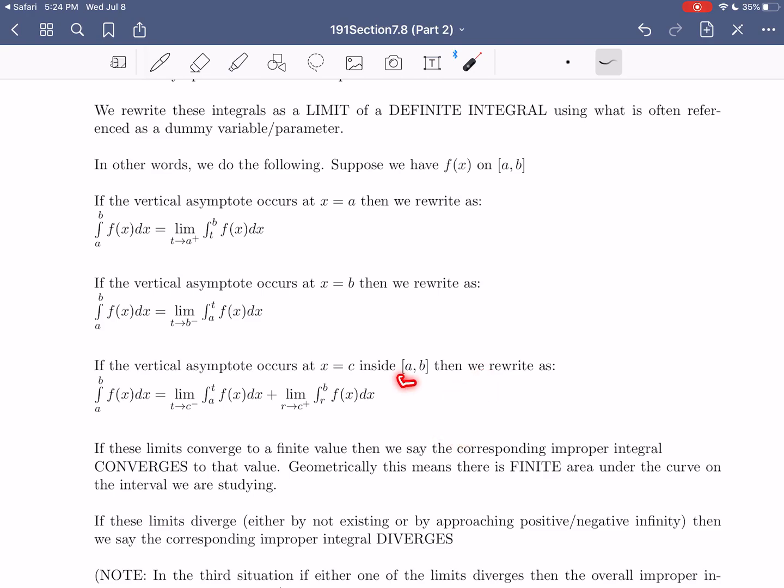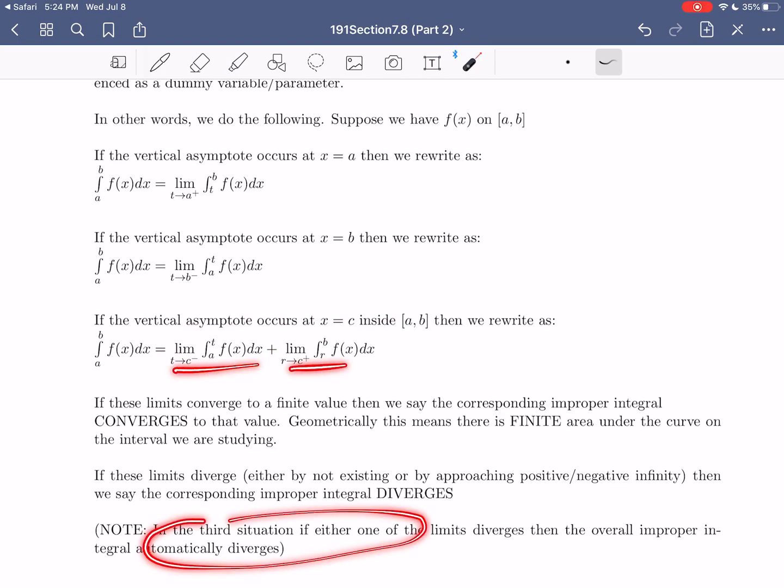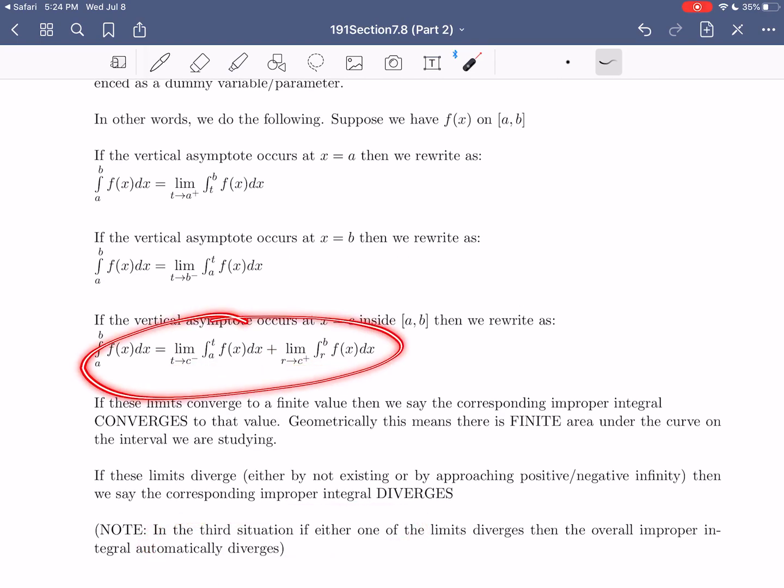So we basically divide up, because the asymptote occurs in the middle of the interval, we basically go from a up to c, and then we go from c to b. So these two components handle it. Just like beforehand though, you need to use different parameters because these are 2 separate limits. And as we'll note down here, if one of these 2 pieces diverges, the overall improper integral is said to diverge. Just like beforehand, we use the same sort of language.